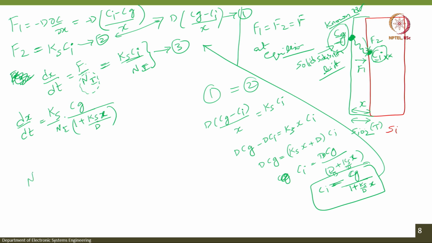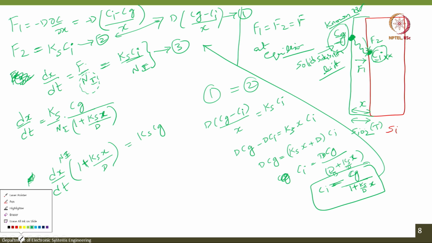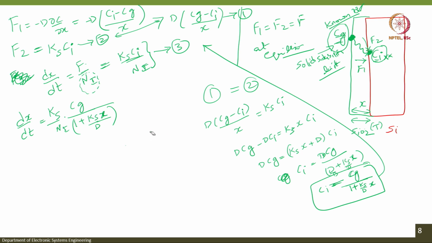So, Ni dx by dt, 1 plus Ks x by d is equal to Ks into Cg, right. Of course, there is a Ni here, right. So, I am just trying to rearrange so that I can integrate easily, right. Now, if you integrate this part, just a minute, I will try to rearrange it very nicely. Let me take my red pen, red color, yeah. So, Ni 1 plus Ks by d x dx by dt is equal to Ks into Cg.